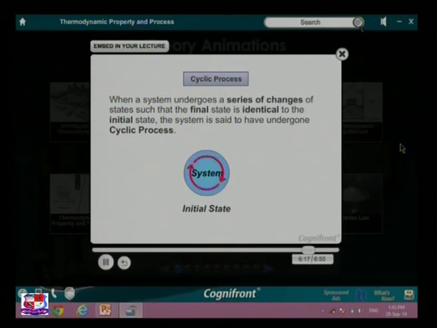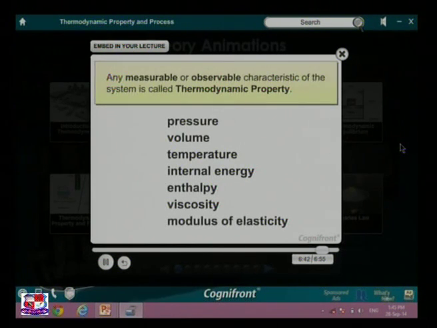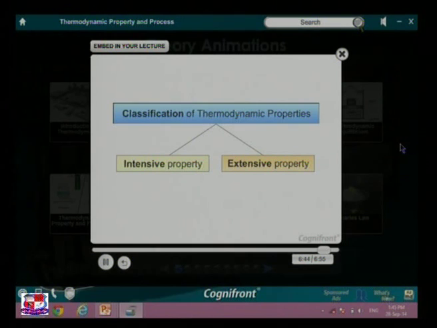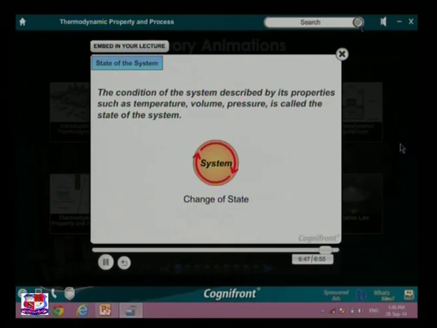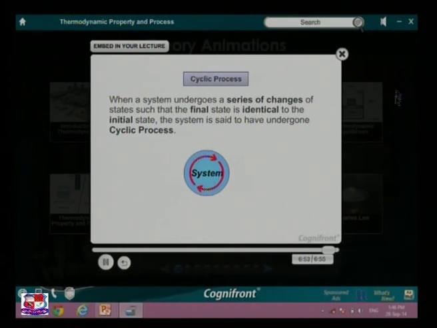Now we will move on to cyclic process. When a system undergoes a series of changes of states such that the final state is identical to the initial state, then the system is said to have undergone cyclic process. So friends, in this module we define thermodynamic property, its type, state of the system, thermodynamic process and its type, and cyclic process.